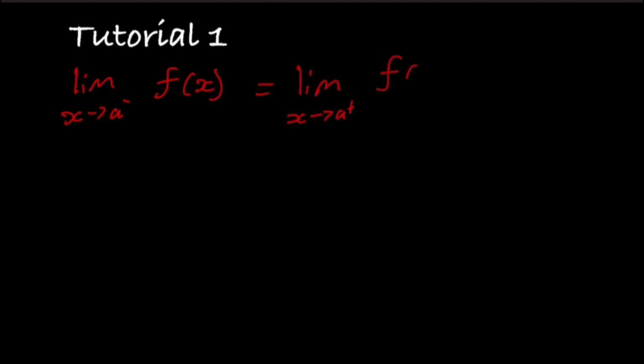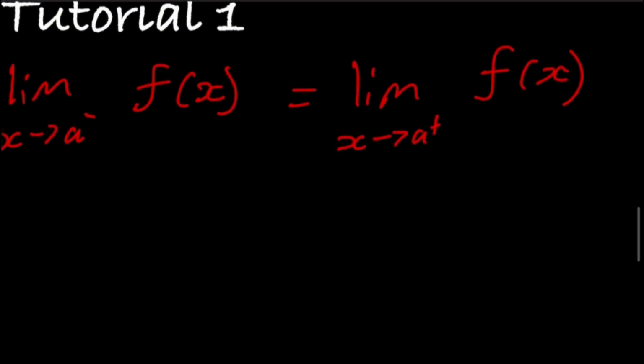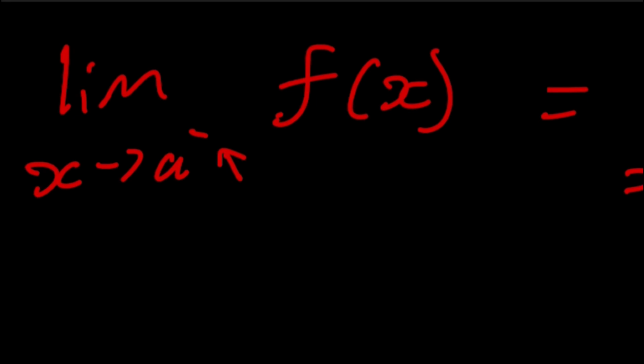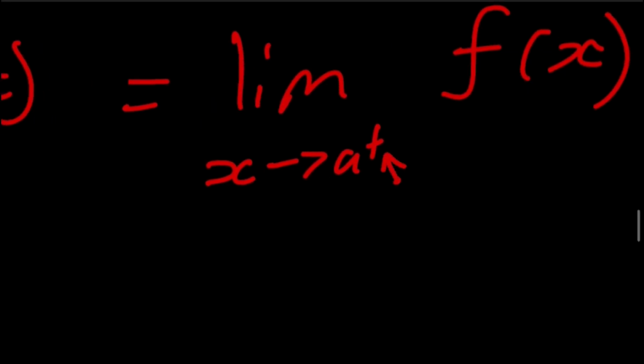So the left and right hand rule states that the limit as x approaches a from the left hand side of f of x must be equal to the limit as x approaches a from the right hand side of f of x. How do you know that it's the left and the right hand side? It's given by these signs right here, the negative and the positive sign.